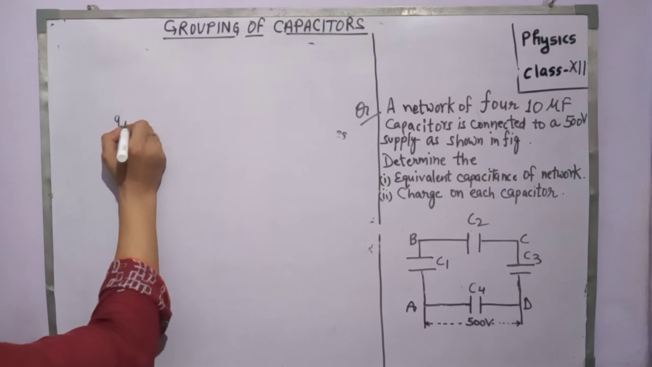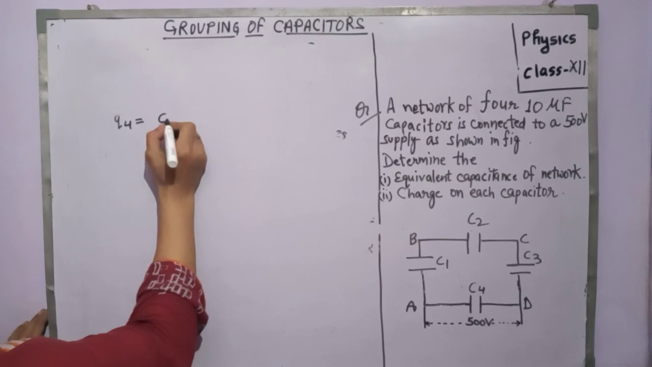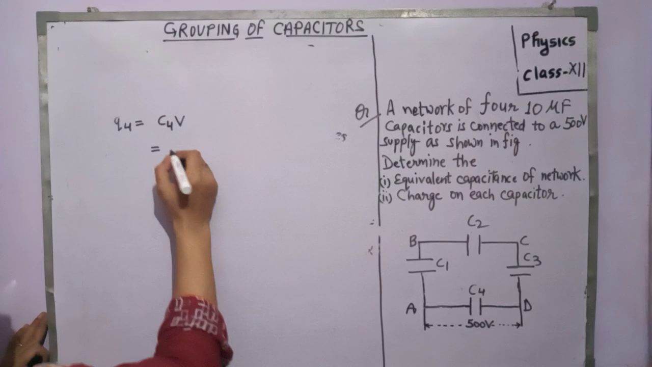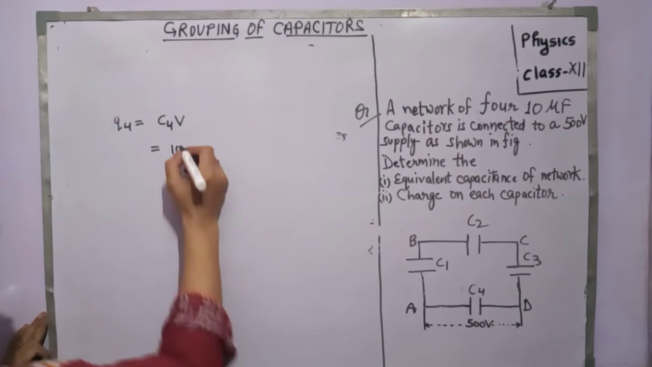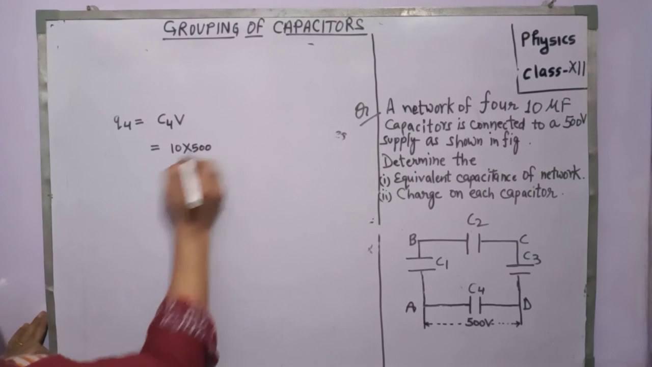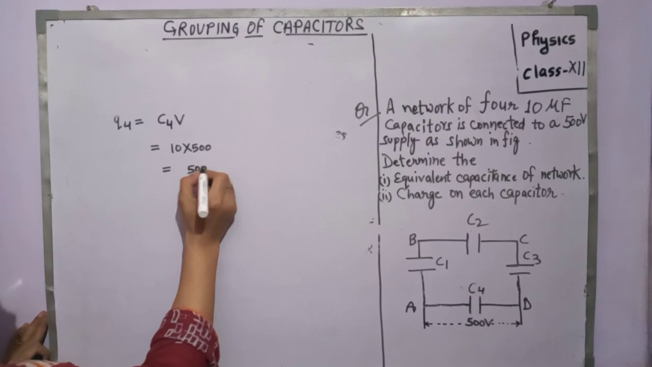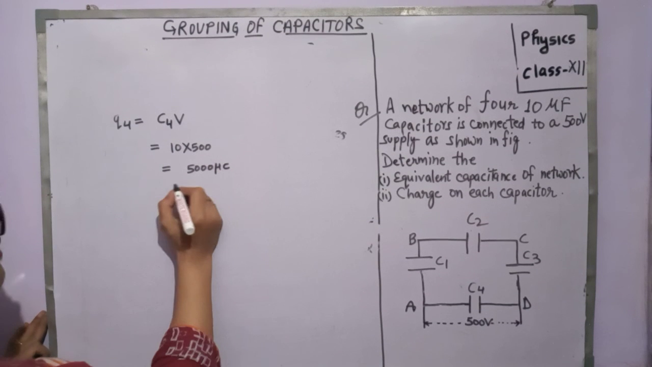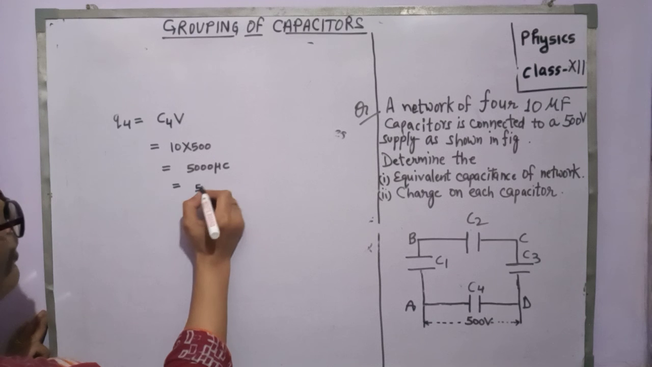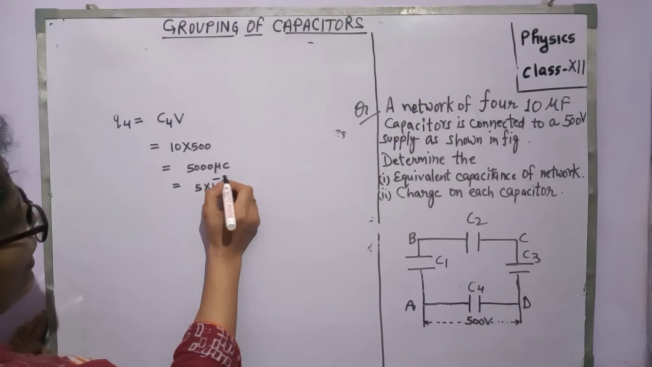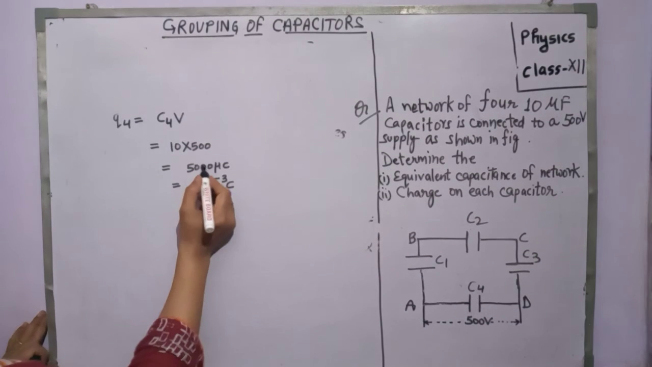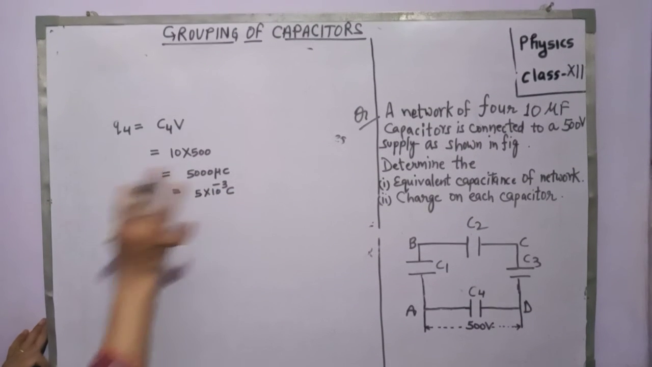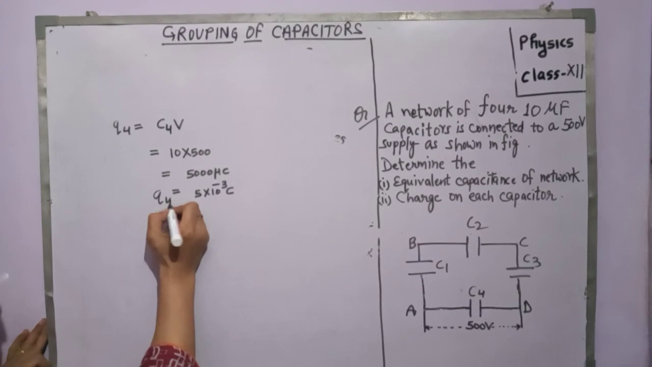Q4, you can write here, is C4 into V. What is C4? C4 is equal to 10 microfarad. And what is V? That is equal to 500. Then you can write here 5000 microcoulomb, or you can say 5 into 10 raised to the power minus 3 coulomb, because 10 to the power minus 6 is multiplied, or you can leave it as such. The answer is also correct. This is the value of Q4.